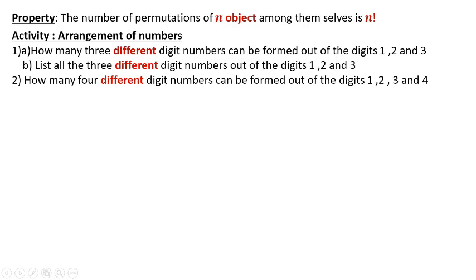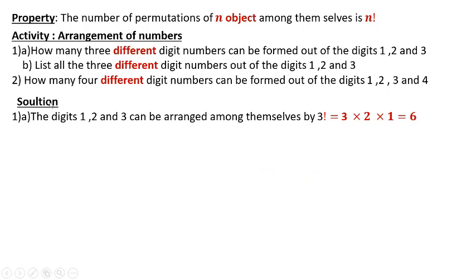Activity. Arrangement of numbers now. Part A. In how many ways can 3 different digit numbers be formed out of the digits 1, 2, 3? Part B. List all these 3 different digit numbers. Solution. The 3 digits 1, 2, 3 can be arranged among themselves by 3 factorial. Pay attention. To arrange n objects, we have n factorial ways by this property. Then to arrange 3 numbers, we have 3 factorial ways. The total options equal 6.